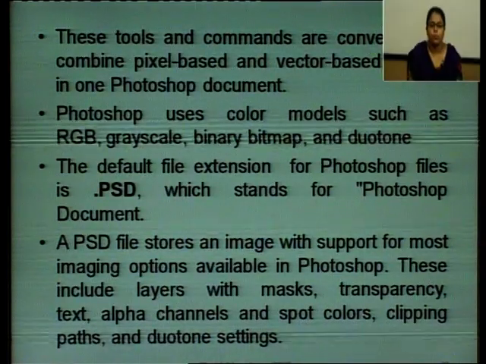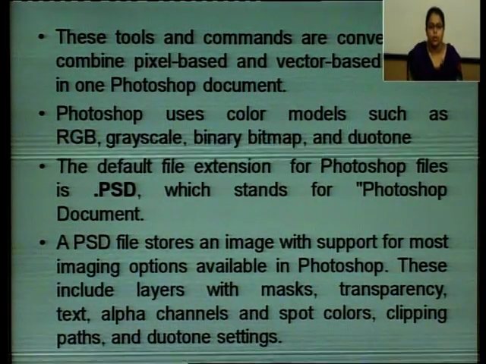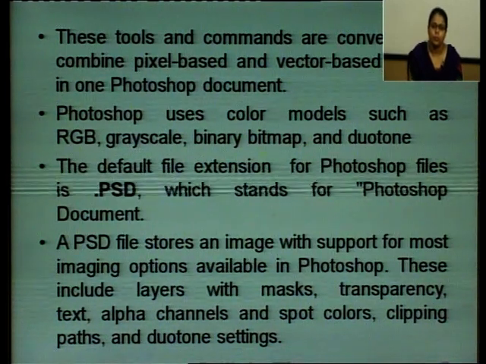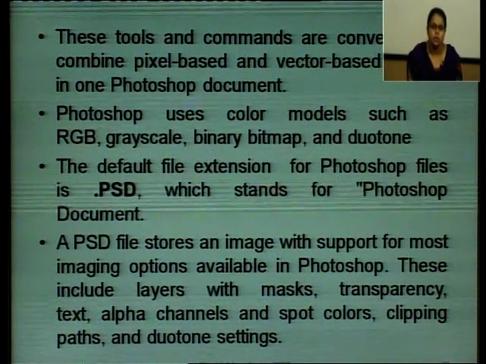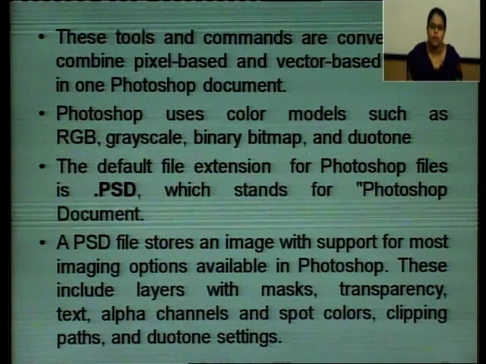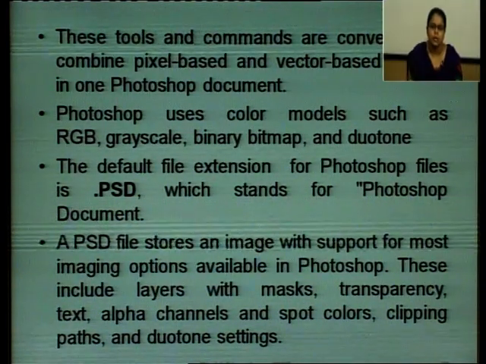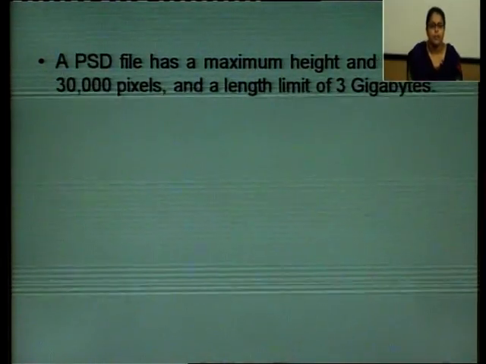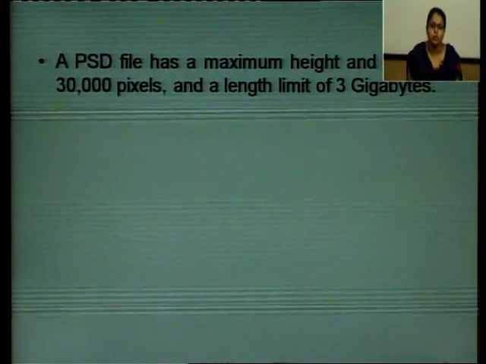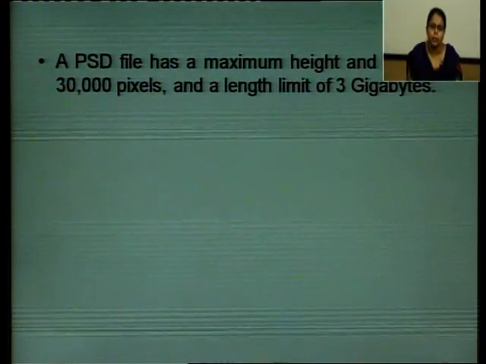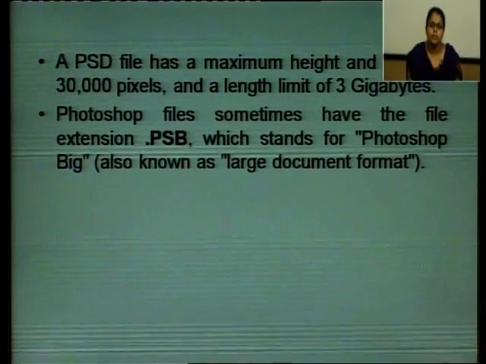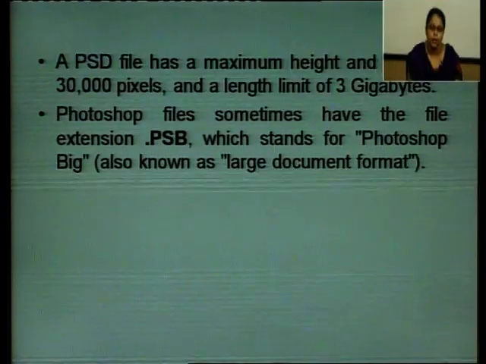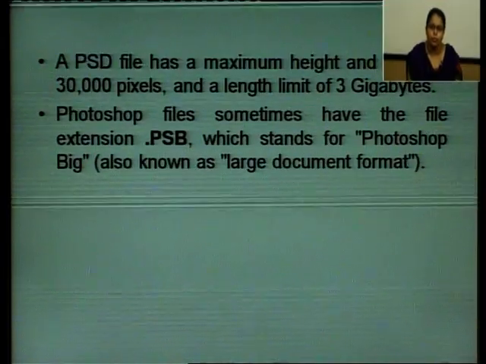A Photoshop document file stores an image with support for most imaging options available in Photoshop. These include layers with masks, transparency, text, alpha channels, spot colors, clipping paths and duotone settings. A PSD file has a maximum height and width of 30,000 pixels and a length limit of 3 GB. Photoshop files sometimes have the file extension .psb, which stands for Photoshop Big, also known as large document format.